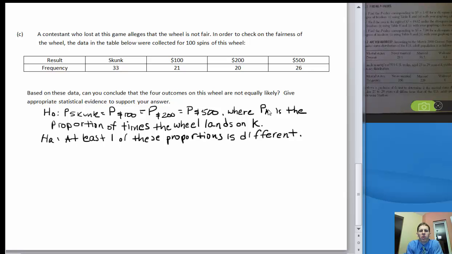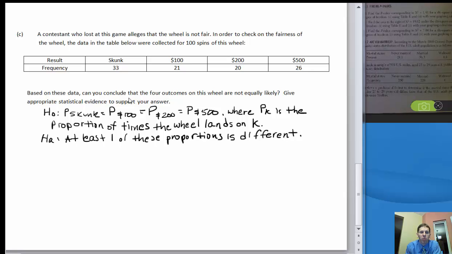So here's one option for your null hypothesis. You could say P sub skunk equals P sub $100 equals P sub $200 equals P sub $500, where P sub K is the proportion of times the wheel lands on K. I'd like to explain to the reader what this proportion actually represents. The alternative: at least one of these proportions is different.